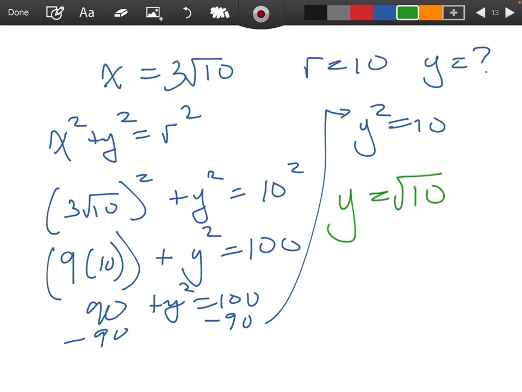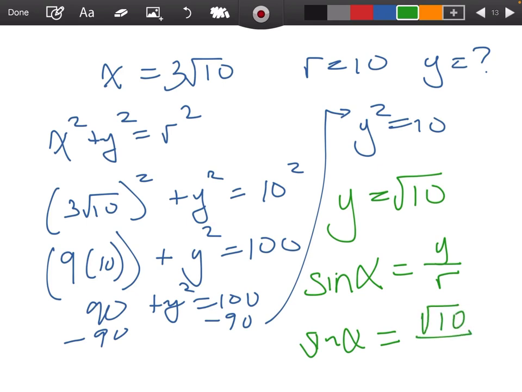Now the reason we want that, y'all, is because we are looking for the sine of alpha. And y'all remember, the sine is the y divided by the r. So now we can say sine of alpha is the square root of 10 over 10, okay?